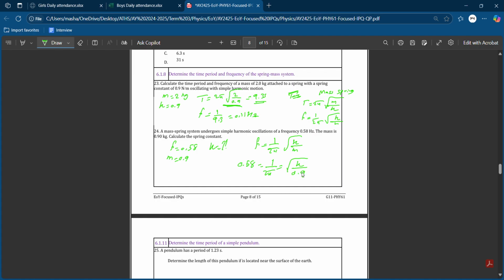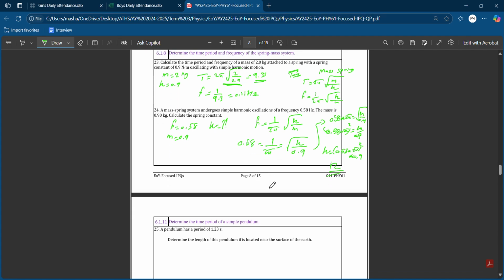In these questions, for some calculators, I do not prefer to use the shift solve thing, so please do it manually. Multiply by 2 pi, which will equal the square root of K over 0.9, or raise it to the power of 2 in order to make it simpler. And now K will equal 0.58 multiplied by 2 pi, all squared, multiplied by 0.9. You will get the answer, which is 12. If your calculator is advanced enough, you can do shift solve straight away.